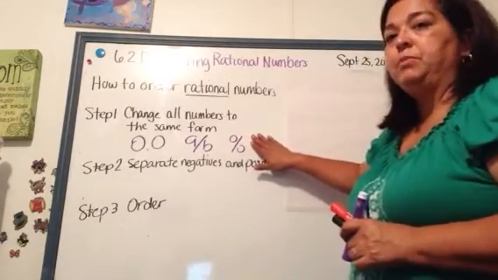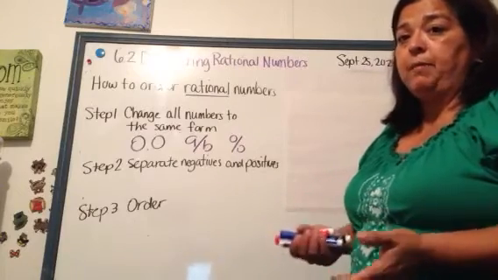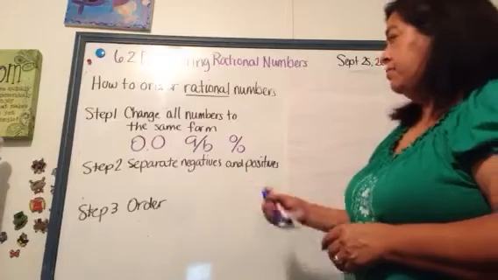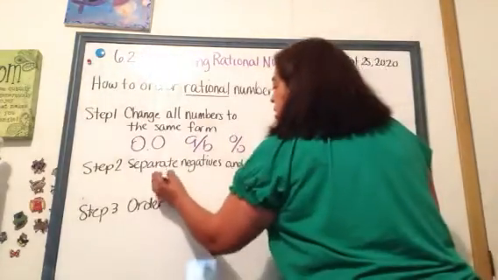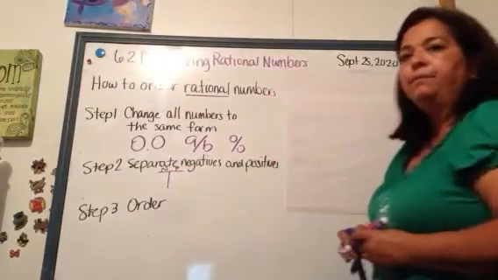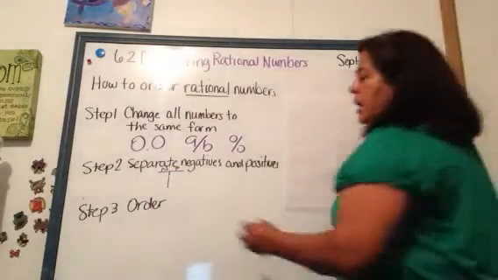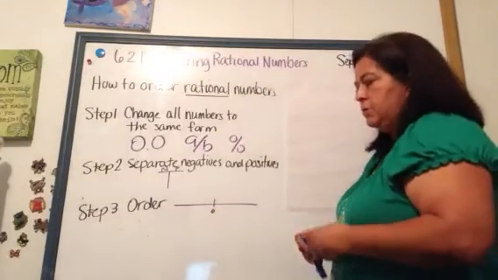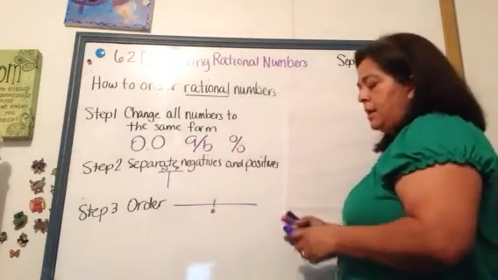Or can I change them to percents? And if it's a decimal, you can change it by just using the Dr. Pepper method. Step 2 says we're going to separate the negatives from the positives. And the way that I like to do that is by using a T-chart. And we just put negatives on one side and positives on the other. And then step 3 is you're just going to order them. And a lot of times if you use a number line, that's what's going to help you because you can visually see the order that you're writing your numbers on.